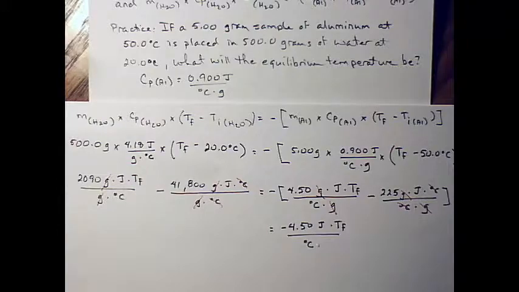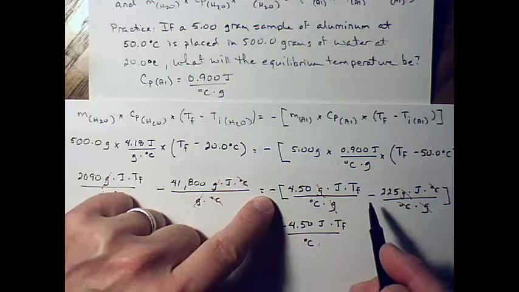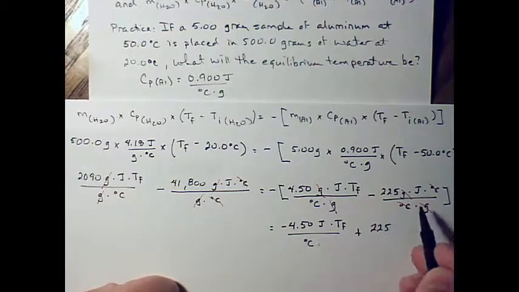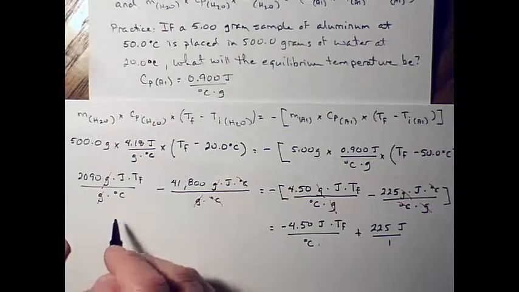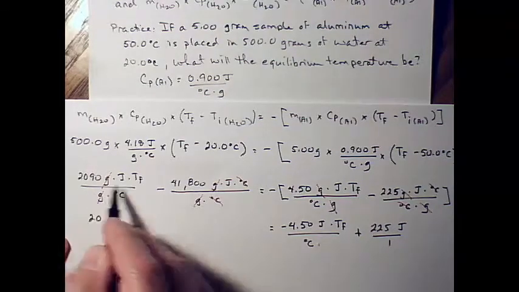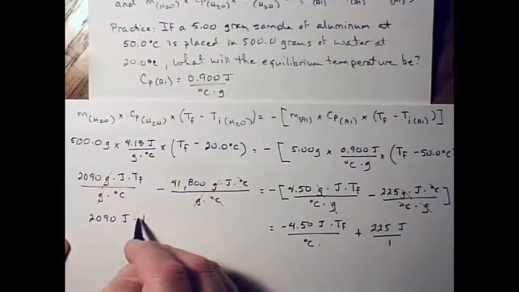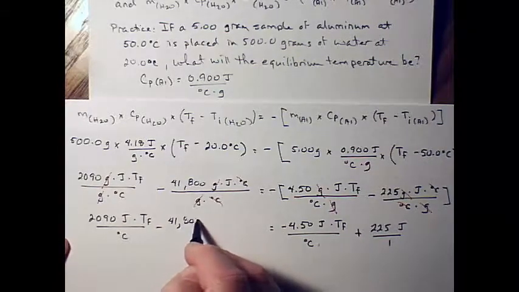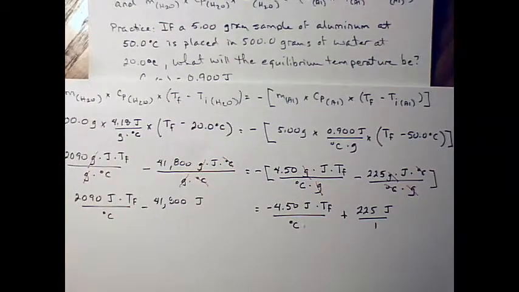And then the negative in front of the bracket times this negative is like changing it into a positive sign. Does that make sense? Negative times negative is positive. So I'm going to add 225. Everything cancels but joules here. Okay? So I've got on this side the same thing that I had in this part here, except for what I've canceled out. 2090 joules times temperature final over degree C minus 41,800 joules. We're getting closer.